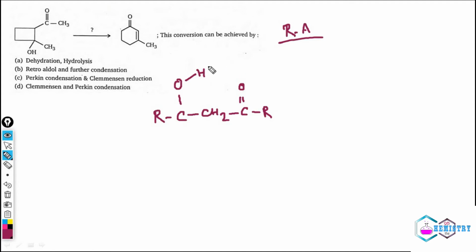What is a retroaldol? The retroaldol means going back to their constituent carbonyls. That means an OH minus will attack this hydrogen, this bond will fall and this bond will go away.